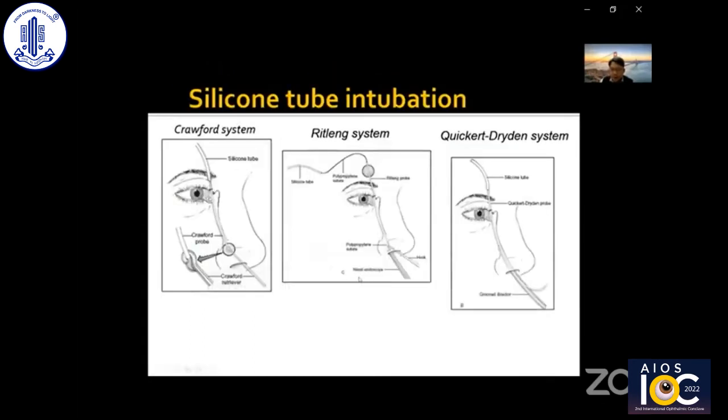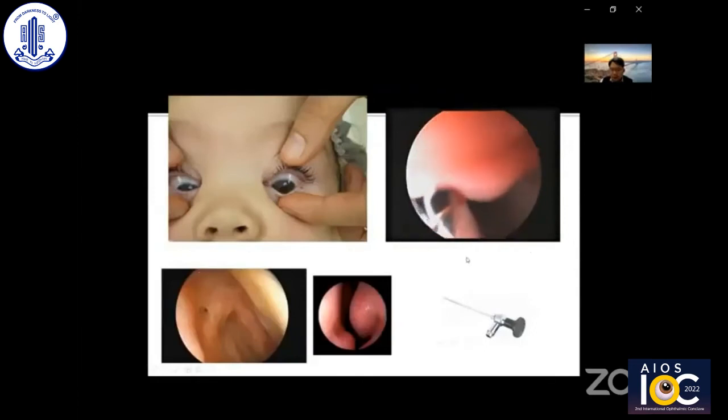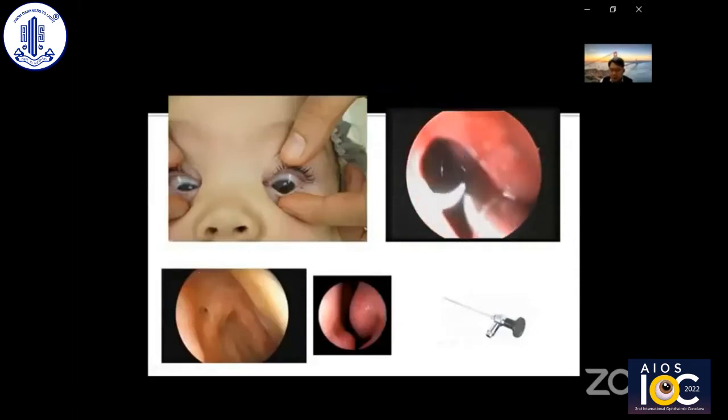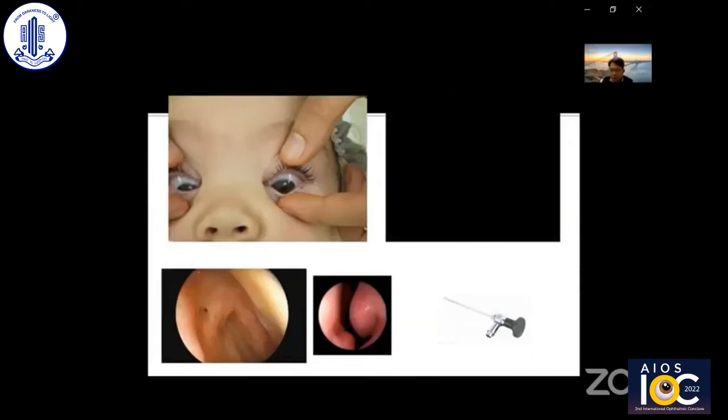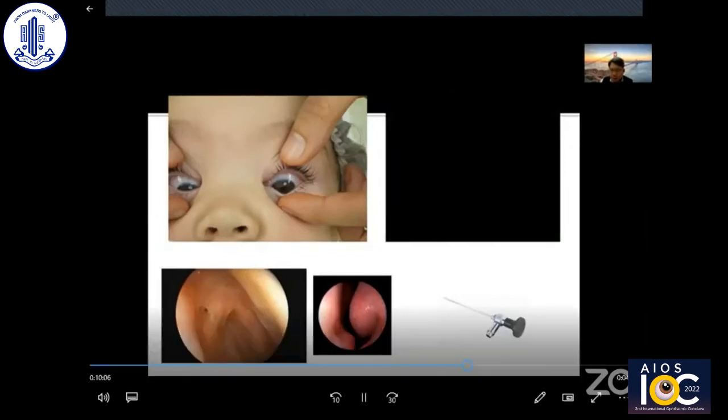This is a schematic diagram showing different types of intubation, including the Crawford system, the Ritleng system, and other systems. The Ritleng system was designed such that when the silicone tube is being retrieved through the nose, a soft Prolene suture is attached to the silicone tube. This is hoped to facilitate silicone tube removal and reduce surgical trauma. But if you are doing the intubation under direct endoscopic control as shown here, the trauma will definitely be reduced and the silicone tube retrieval will be much easier. So silicone tube intubation assisted by nasal endoscopy is helpful.